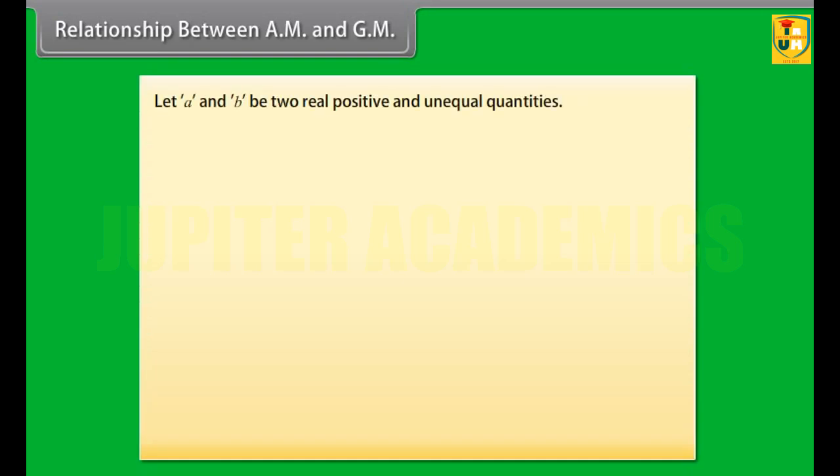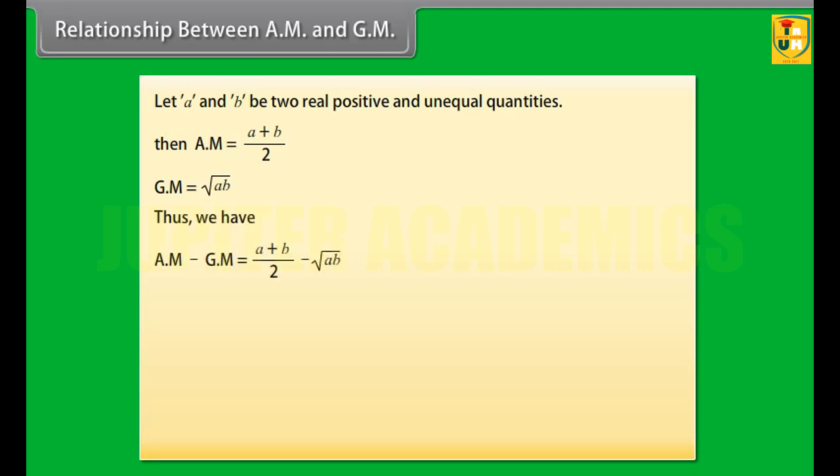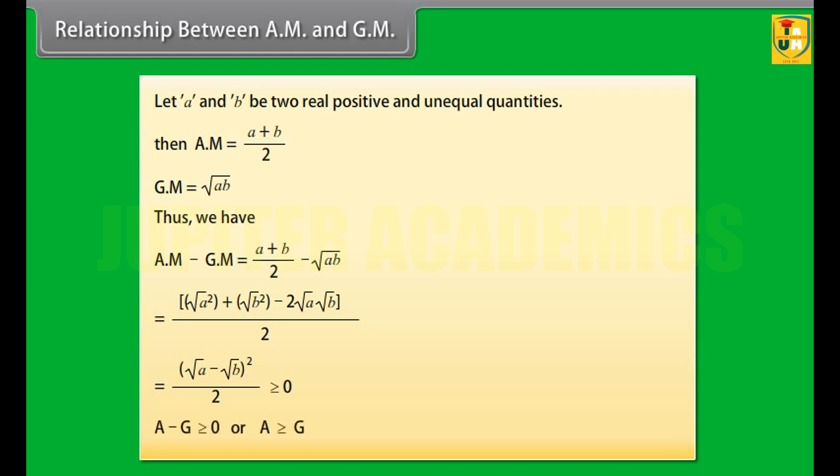Relationship between AM and GM. Let A and B be two real, positive and unequal quantities. Then, arithmetic mean is equal to A plus B divided by 2. Geometric mean is equal to square root of AB. Thus, we have arithmetic mean minus geometric mean is equal to a plus b divided by 2 minus square root of ab. And on solving, it is found that the difference is greater than or equal to 0, and A is greater than or equal to G.